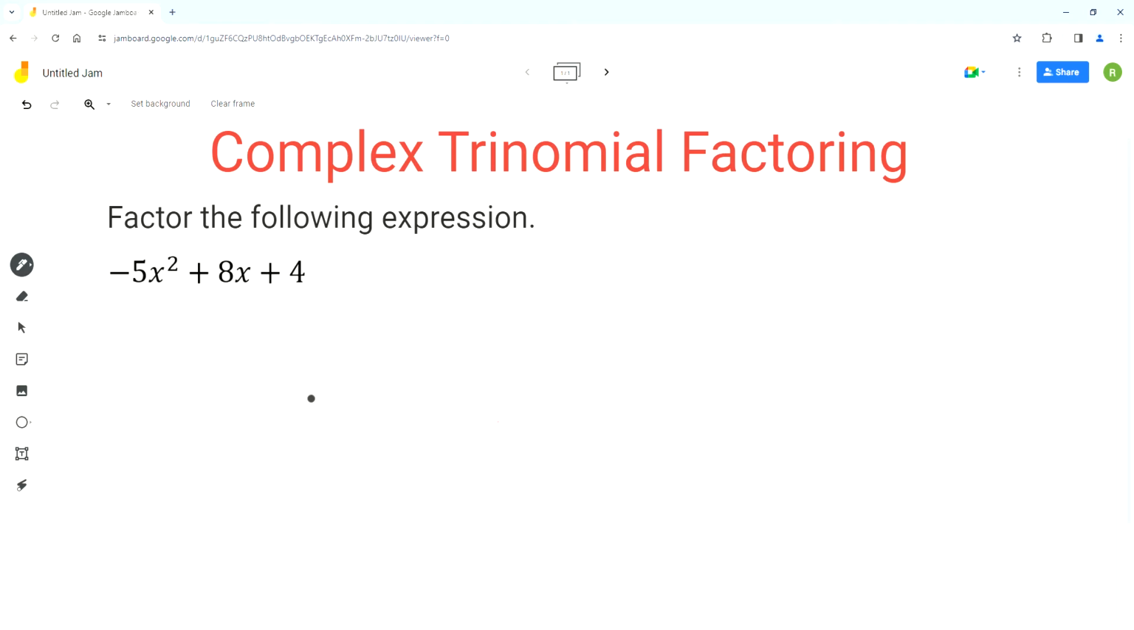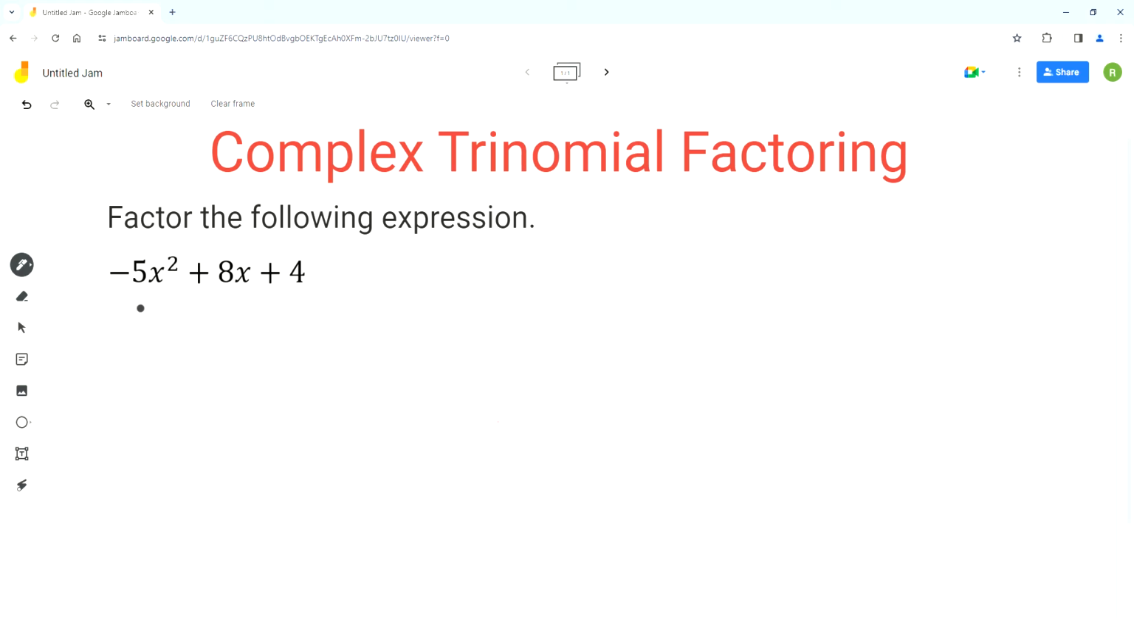Hello everyone. So in this video, we will factor this complex trinomial. So as you can see, this expression has three terms. The first term is negative 5x squared, the second term is 8x, and the third term is 4. So that's why this expression is a trinomial because it has three terms.